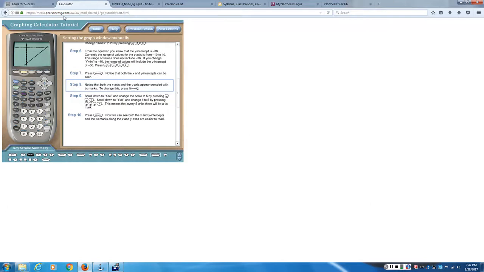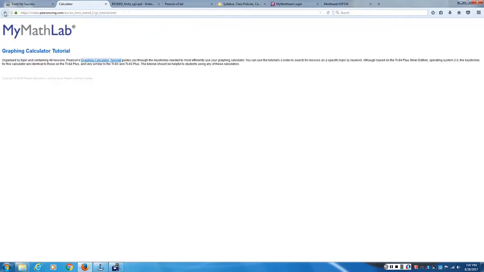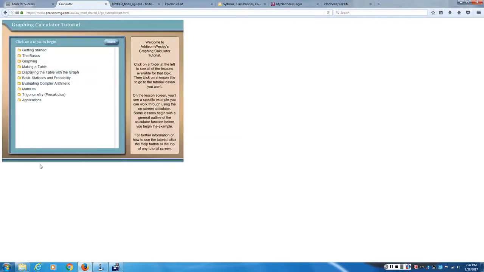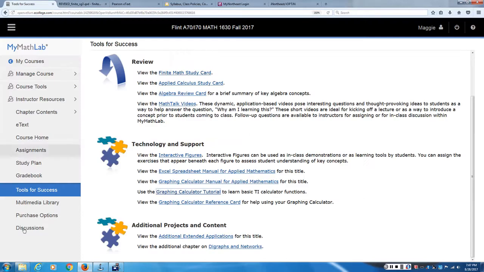There are tutorials on this calculator for all kinds of things. When we get to chapter 2, the tutorials on matrices are very, very useful. As you see, it steps you through what you're going to do, with example problems. So remember where that is: Tools for Success, Graphing Calculator tutorial. Now beyond that, we are just about done, and it's about 10 minutes to 8, so we're going to be getting out early tonight.